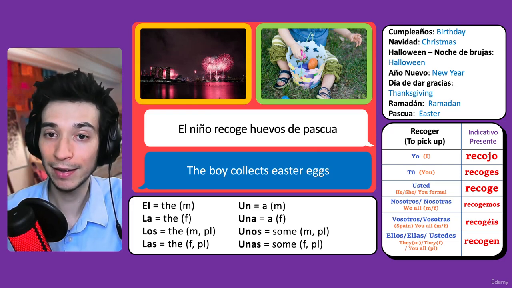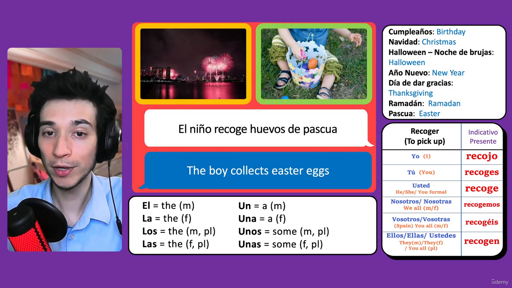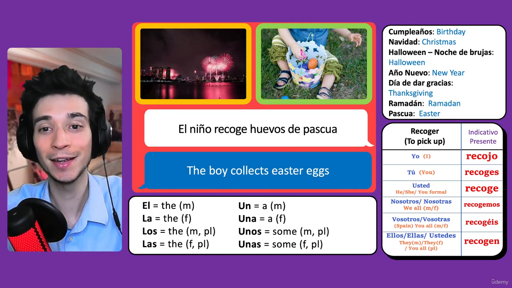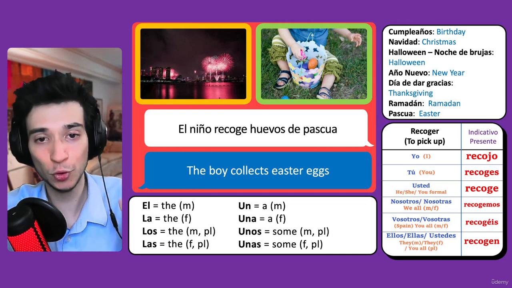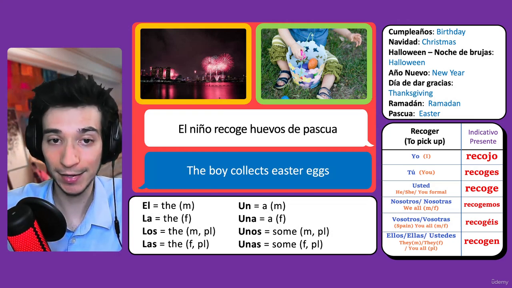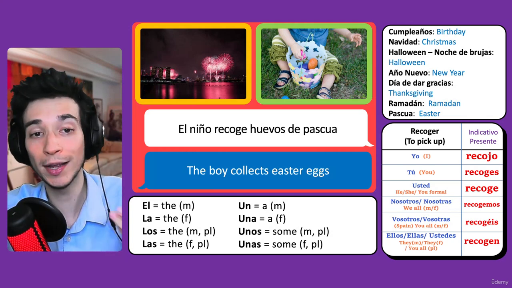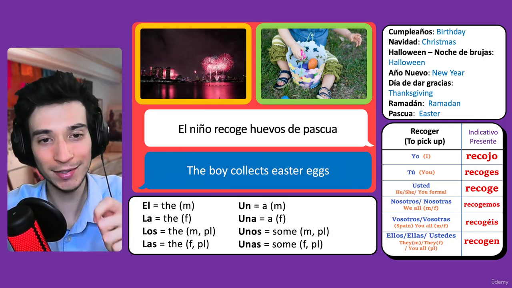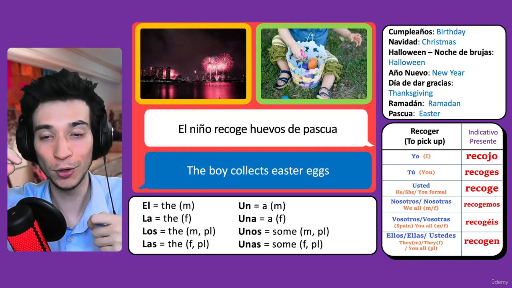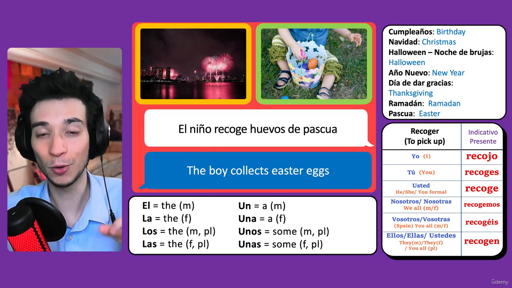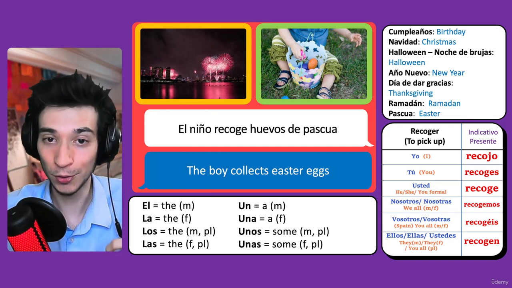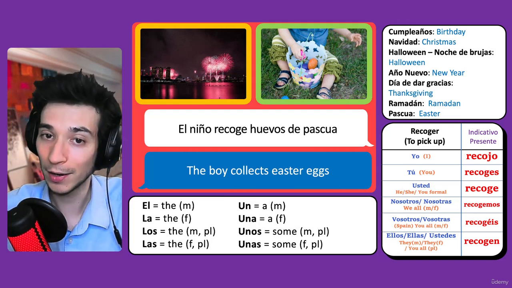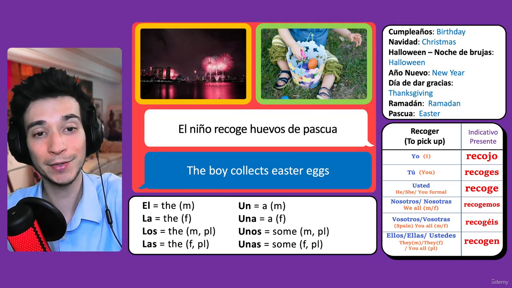El niño recoge huevos de Pascua. The boy collects Easter eggs. So recoger means to pick up, and you have the conjugation on the right side. In English, you can say I pick them up, or I collect Easter eggs. If you want to say exactly collect, you can say coleccionar. But coleccionar is more related to collecting things, for example cards or stamps. But in this case, we would say recoger, to pick up. The boy picks up Easter eggs. Recoge, recoger. Huevos de Pascua, Easter eggs.